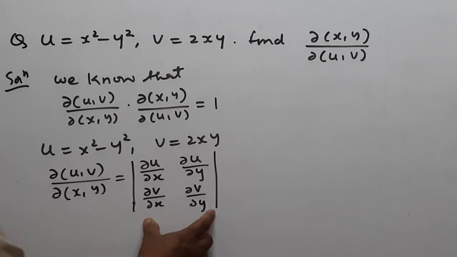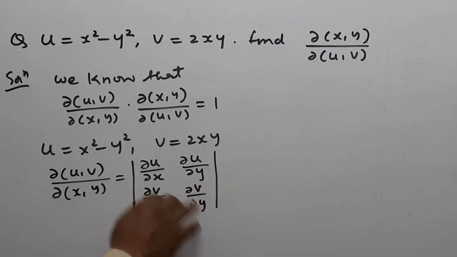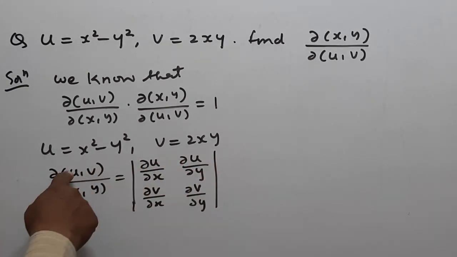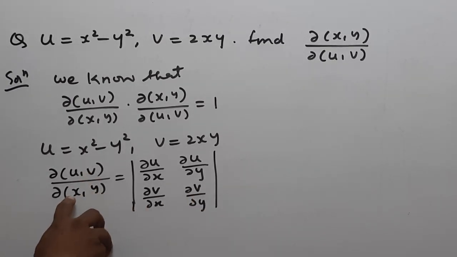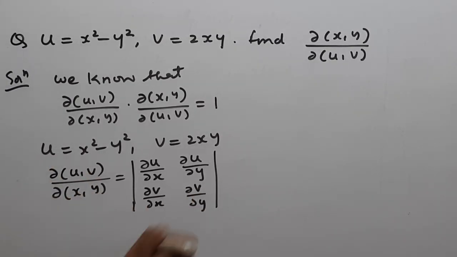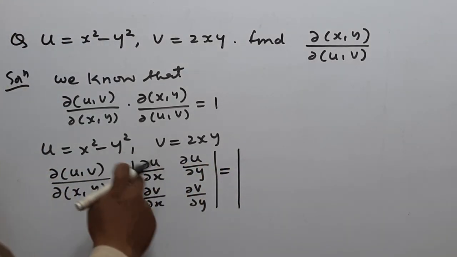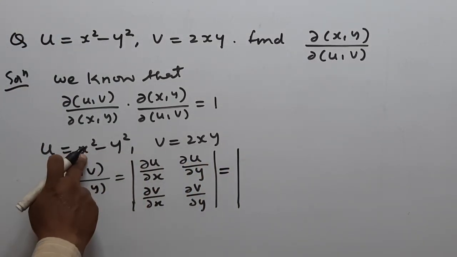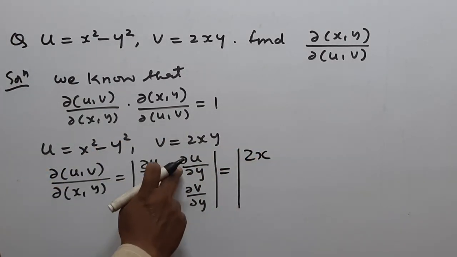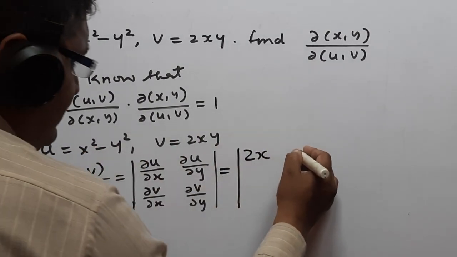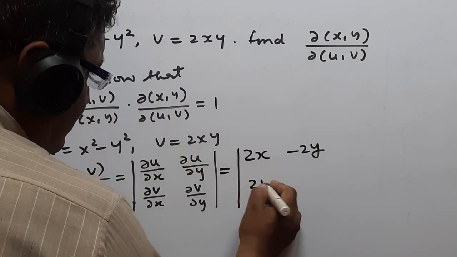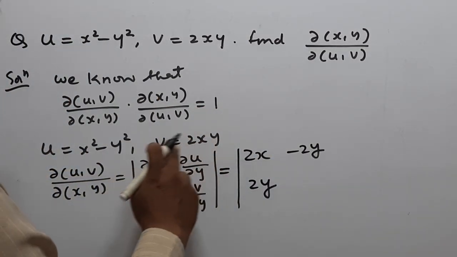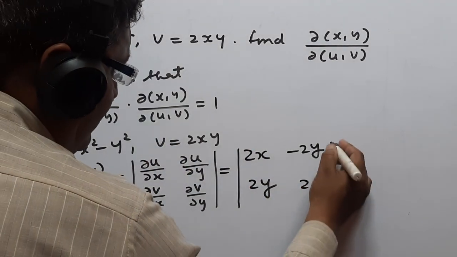So by definition we can write the second order determinant, whose first row is made of the partial derivatives of u with respect to x and y, and second row is made of the partial derivatives of v with respect to x and y. Now you can see here del u by del x is the partial derivative of u with respect to x. So differentiation of u with respect to x is 2x, and differentiation of u partially with respect to y is minus 2y, and differentiation of v partially with respect to x is 2y, and differentiation of v partially with respect to y is 2x.